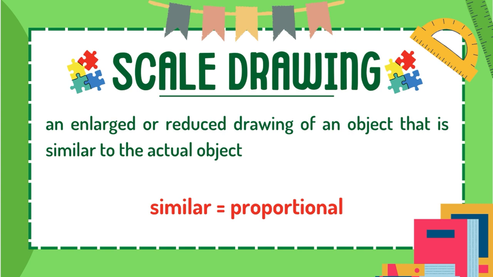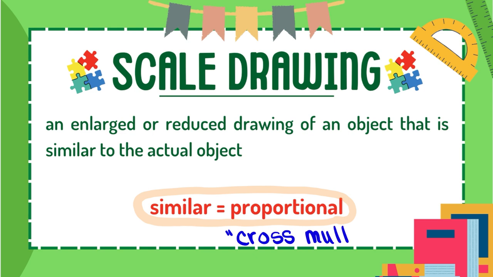But they have to be similar. That's going to be important. And what I have written on the screen is that when things are similar, we're talking about them being proportional. That's when we get into our cross multiplying. So we're going to be getting into this and setting things up so that we can cross multiply to find our different answers. Sound like a plan?